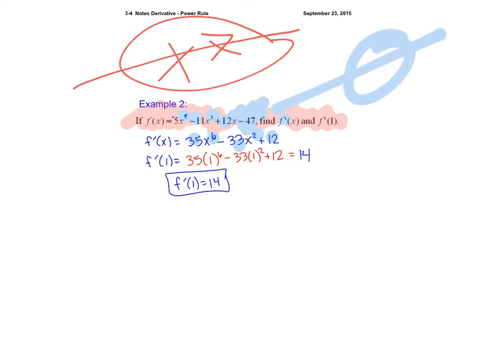So now we're looking for f prime of x. That's what we have. That's f prime of x. Now, since we're asking about what's f prime of 1, you plug in 1 into this, which gives you 14. Your slope of the tangent line at x equals 1 is 14.